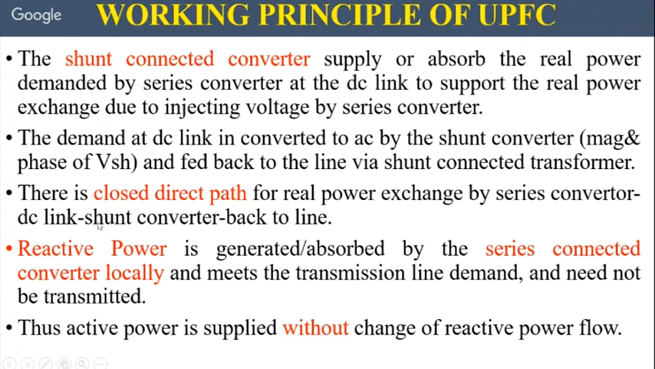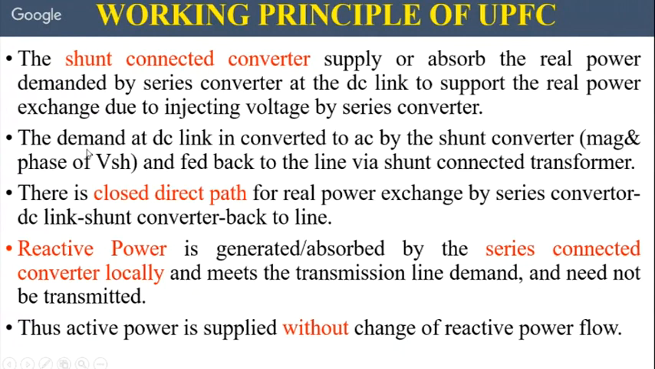Because with the flow of reactive power there will be losses in the transmission line, voltage drop occurring, and the voltage profile will be reduced, and all such problems are eliminated here. So reactive power is generated or absorbed by the series connected converter locally, and it meets the transmission line demand and need not be transmitted. Thus active power is supplied without change of reactive power flow.